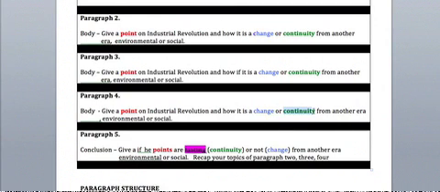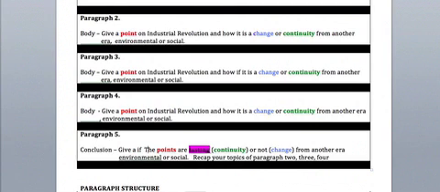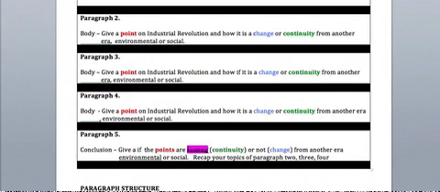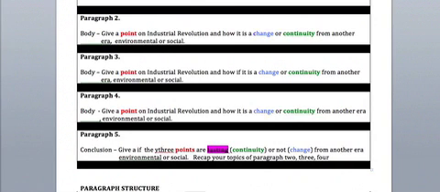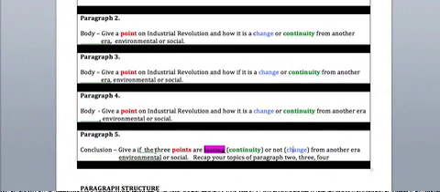My paragraph 5 is summing up. Here, all I do is I give the 3 points that I've just listed above, the red ones. Okay, I say if they are continuity or if they are change from another era. Environmental, social, and I recap my topics. Topic 1, 2, or paragraph 2, 3, and 4.